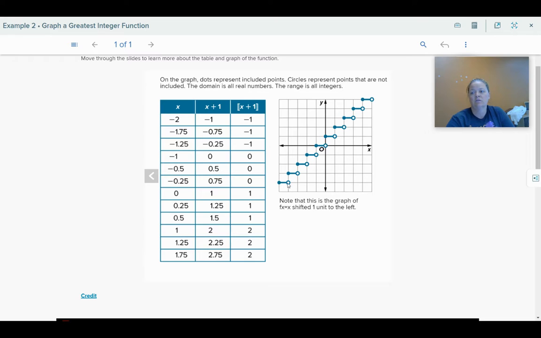So here is what it looks like on the graph. We got x is negative 2, and it stays at negative 1 all the way until you get to 1, where it jumps to 1. And then it stays all the way here until it gets to 0, then it jumps up. And then it stays here, and then it jumps up all the way across.